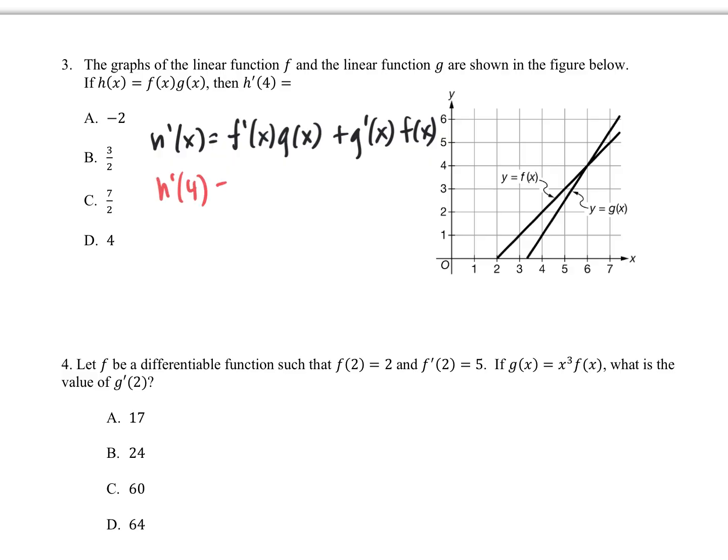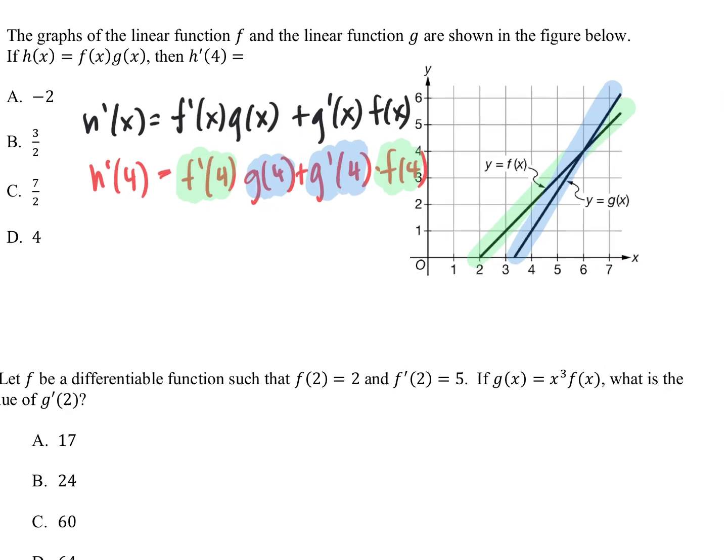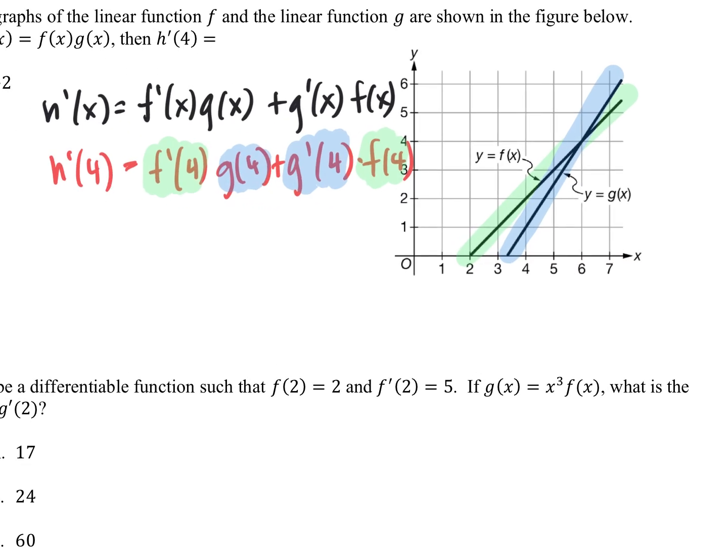Let's go plug in the 4. Every x needs to be replaced with a 4. F prime of 4 times g of 4, plus g prime of 4 times f of 4. Holy smokes, there's a lot of writing. Okay, how am I going to get f prime of 4? Notice these graphs. I'm going to highlight my f information, and this is the f line. Then I'm going to highlight my g stuff, and here's the g line. I need f prime of 4. Prime stands for slope. I need the slope of my f graph when x is 4. F graph is green. What do you think my slope of that green line is?